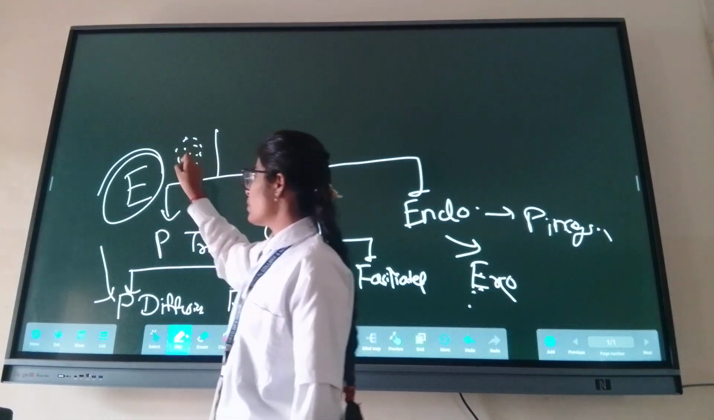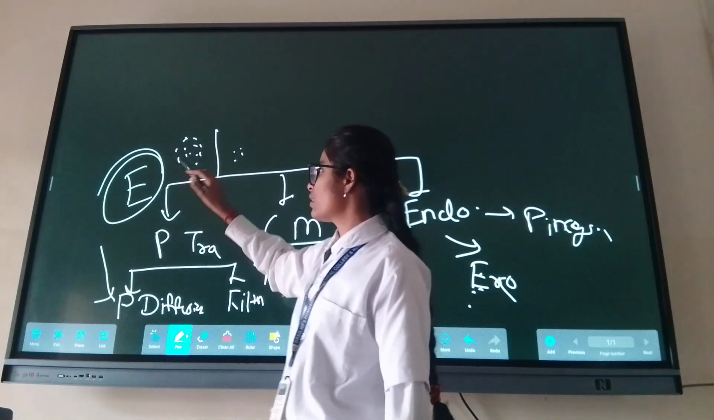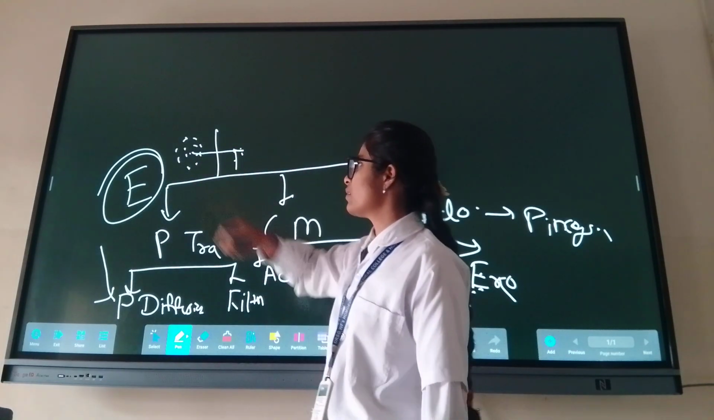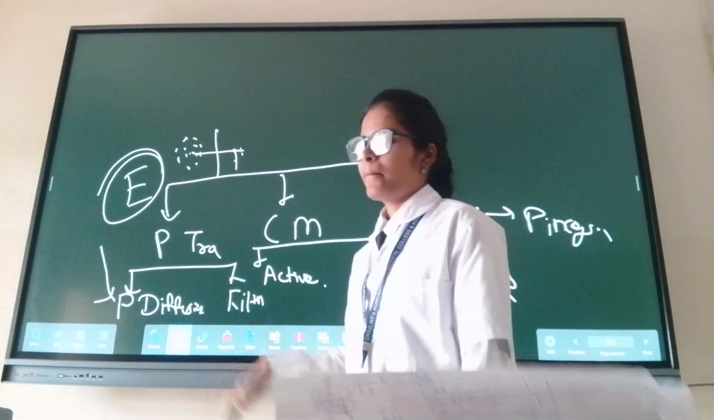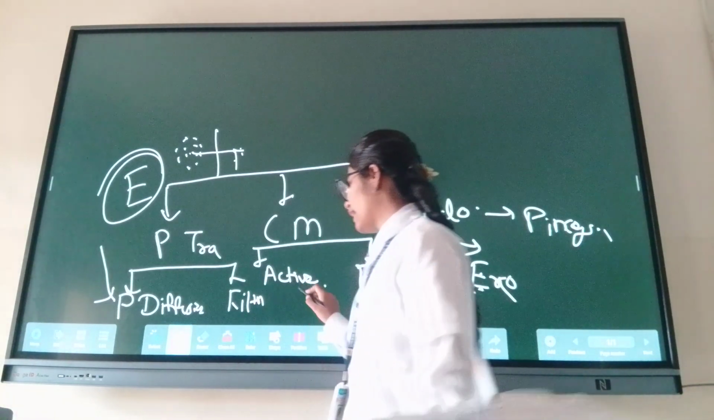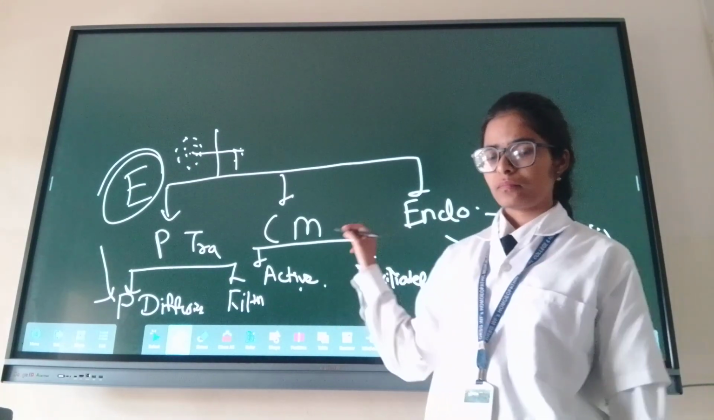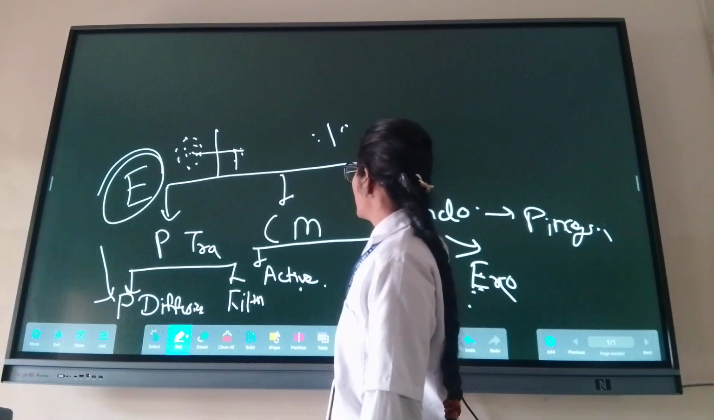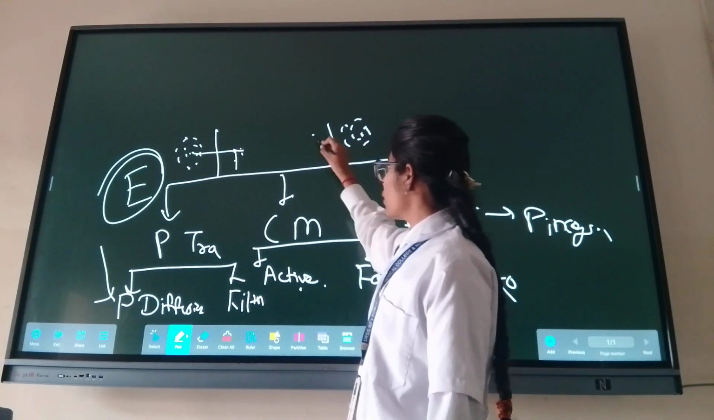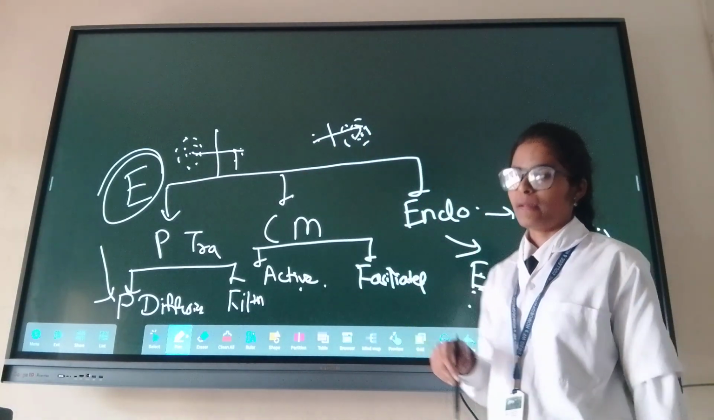Suppose this is the drug, this is the higher concentration of drug and this is the lower concentration. It moves from higher concentration to lower concentration, okay, through the semi-permeable membrane. Exactly opposite in active transport. It requires energy, it requires ATP, and it moves from lower concentration, this is lower, to higher concentration. Okay.